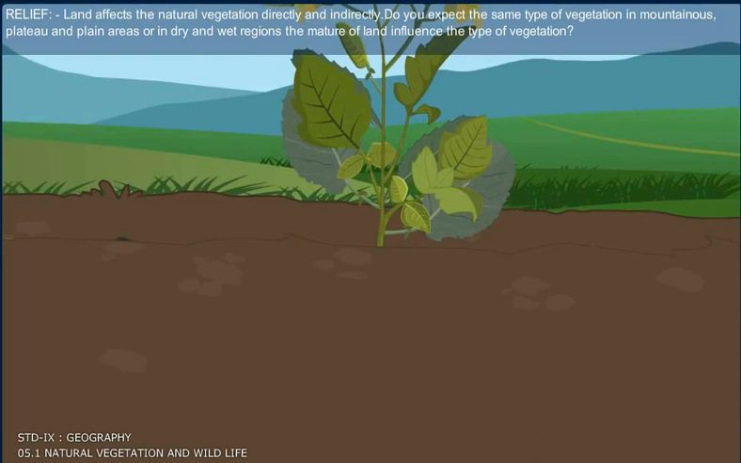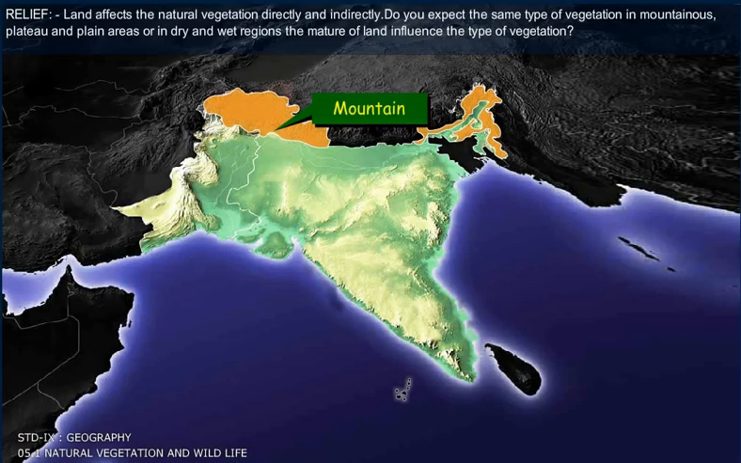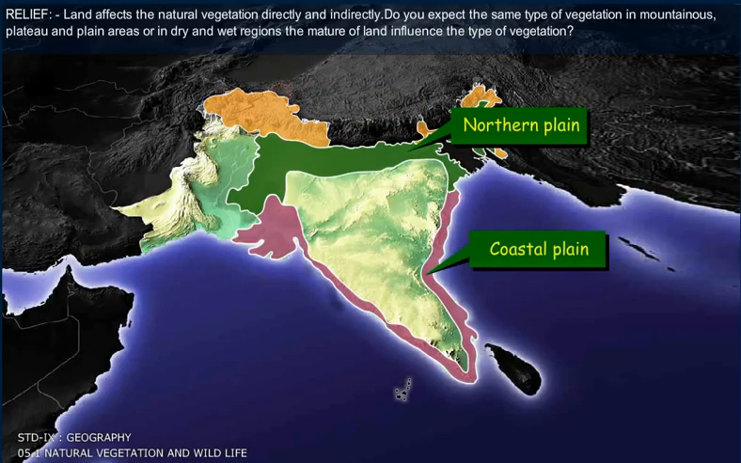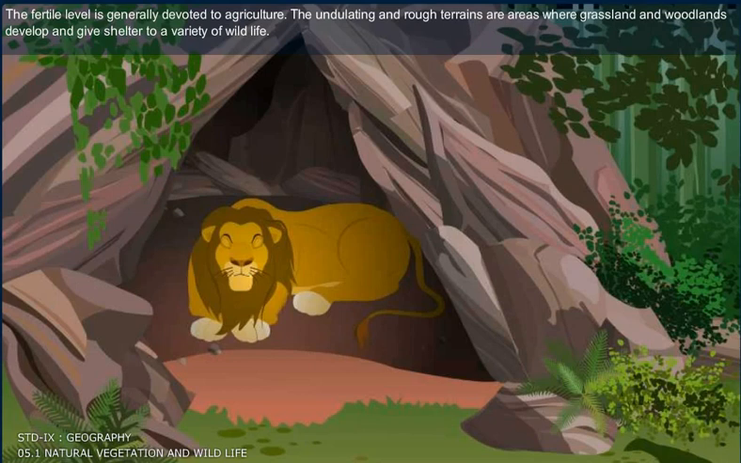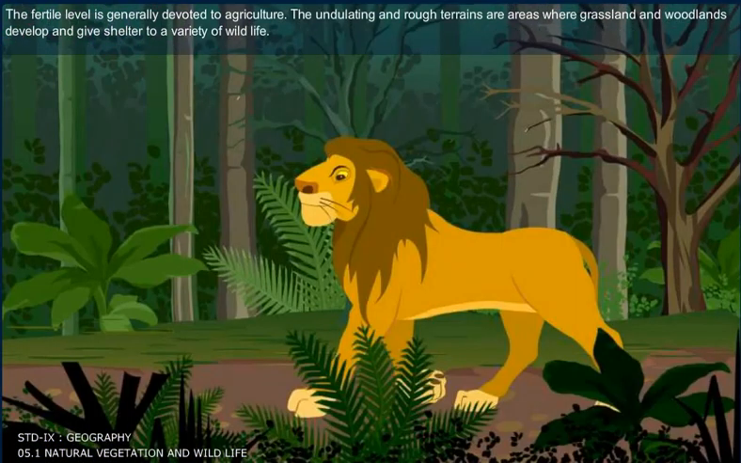Do you expect the same type of vegetation in mountainous, plateau and plain areas or in dry and wet regions? The nature of land influences the type of vegetation. The fertile level land is generally devoted to agriculture. The undulating and rough terrains are areas where grassland and woodlands develop and give shelter to a variety of wildlife.